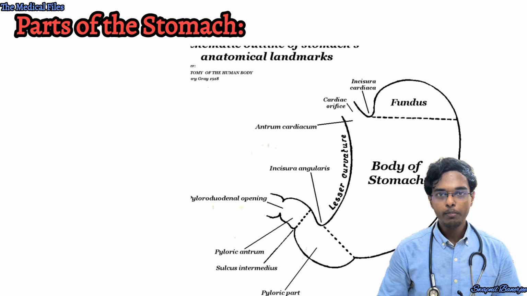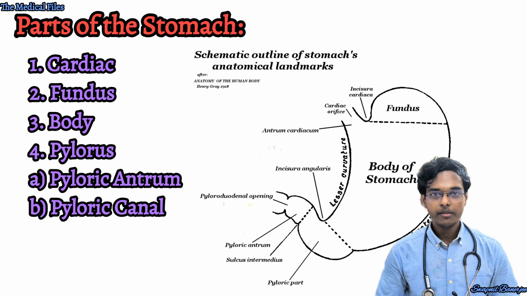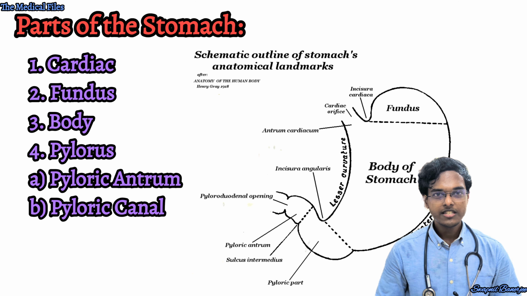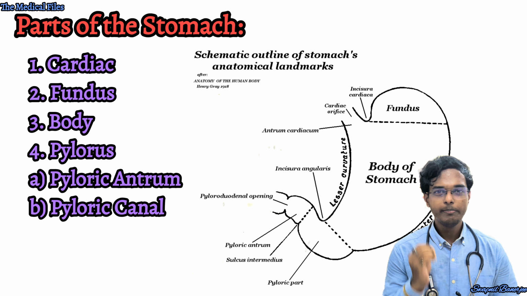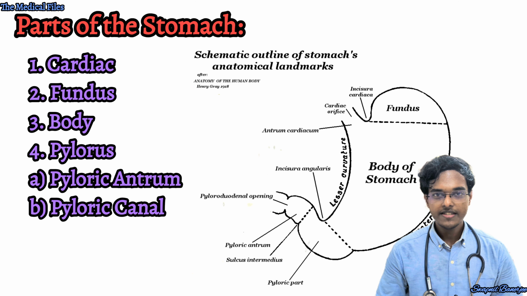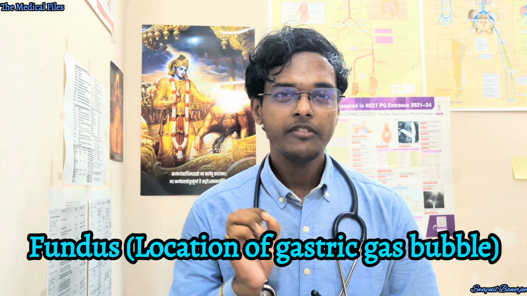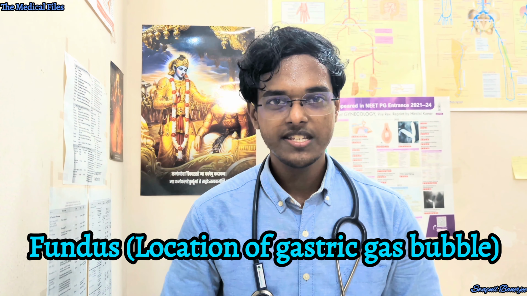Now talking about the parts of stomach. The stomach has 4 parts. These parts are the cardiac part, fundus, body, the largest part of the stomach, and finally the pylorus. The cardiac part is the part just below the cardiac orifice. The fundus is the superior projection just by the cardiac part. Whenever you see the X-ray, you may have noticed the fundal gas. The fundal gas lies just in this region.